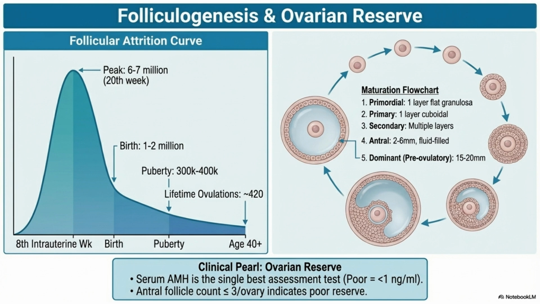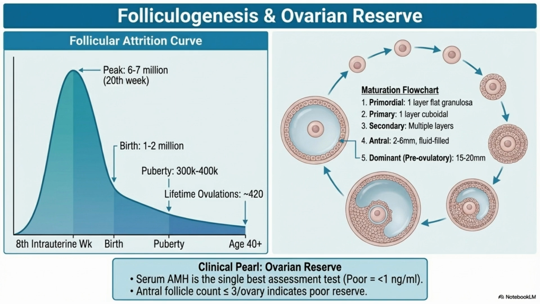The follicular attrition curve shows a peak of 6 to 7 million follicles at the 20th intrauterine week, dropping to 1 to 2 million at birth and roughly 300,000 to 400,000 by puberty. Maturation progresses from primordial follicles to the dominant pre-ovulatory follicle.